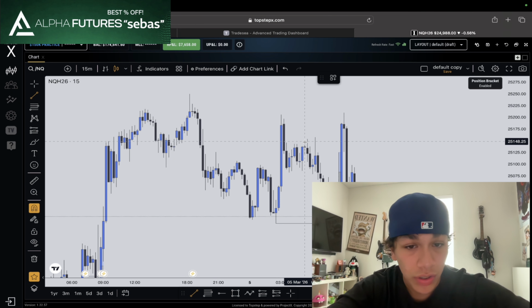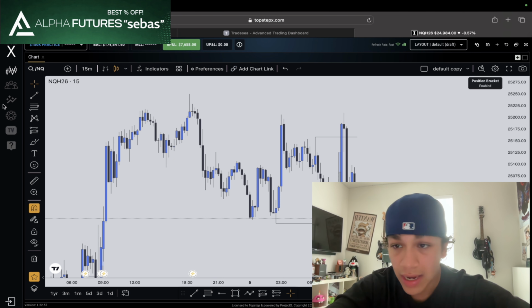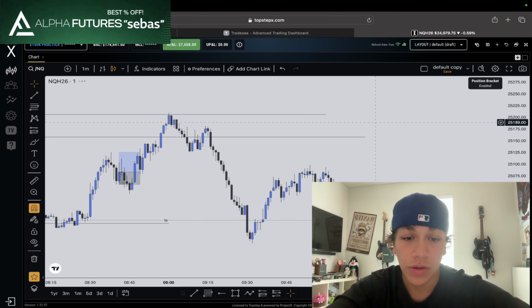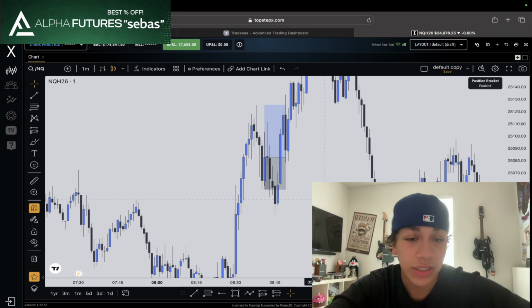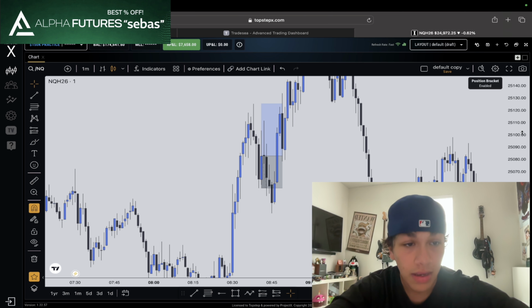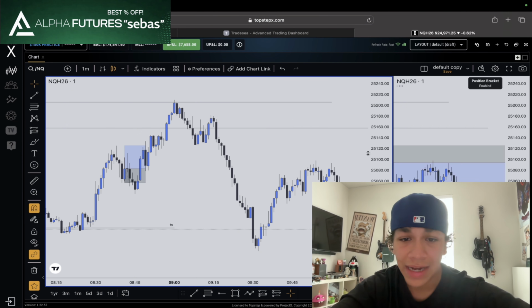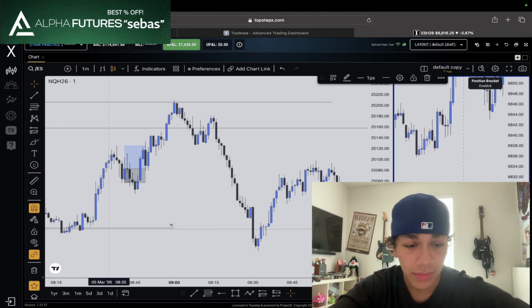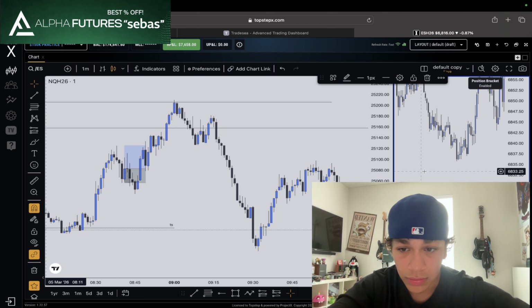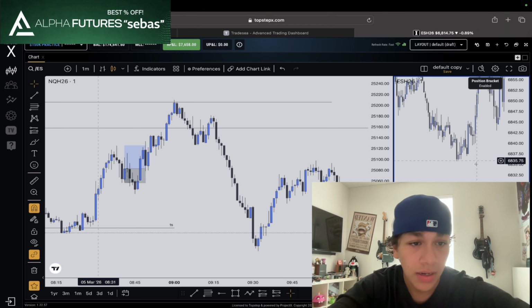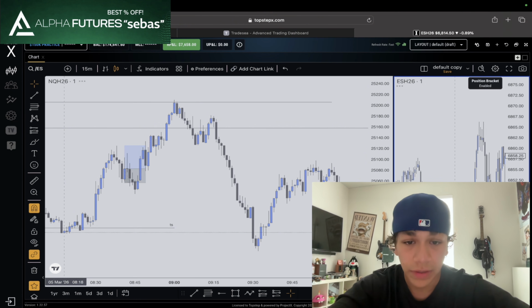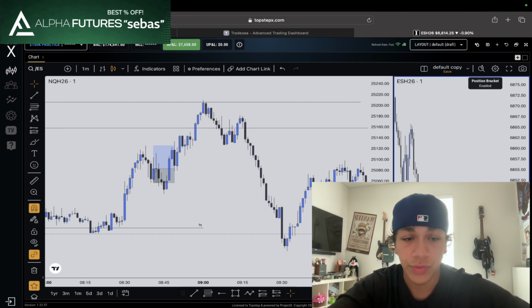We ended up hitting all the draws on liquidity that I had in mind today, but that was after my trade. After market open I was still very bullish, because ES was not lagging behind. We were very in sync today. Market open right here, and ES was following perfectly. So the bullish structure was there.